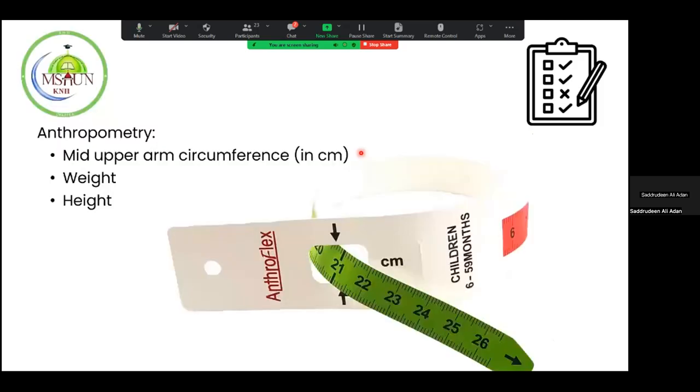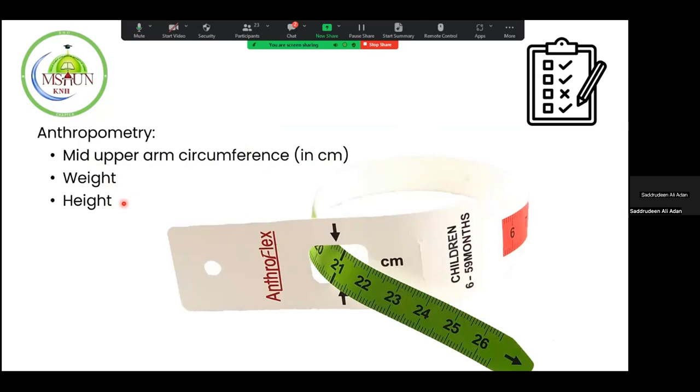Always in your general exam, never fail to do anthropometry. You always do your mid-upper arm circumference in centimeters. You always check your weight from the booklet or from the mom, and you always get your height. For children under 2 years, even if they're walking, we always take their height when they're lying flat. We use something called an infantometer.